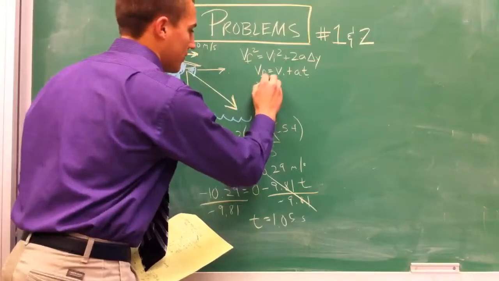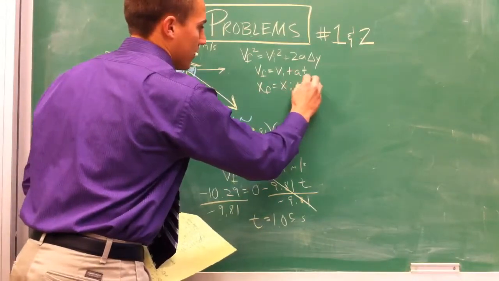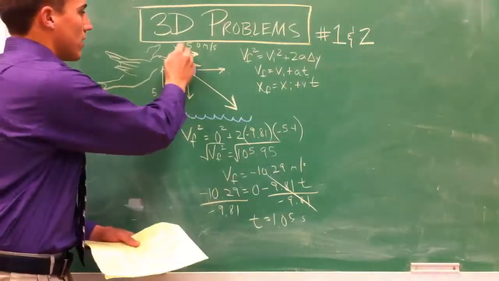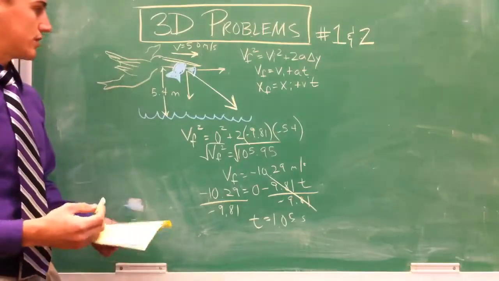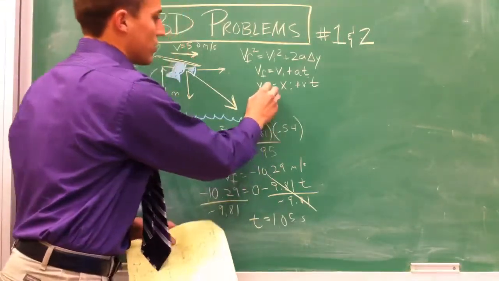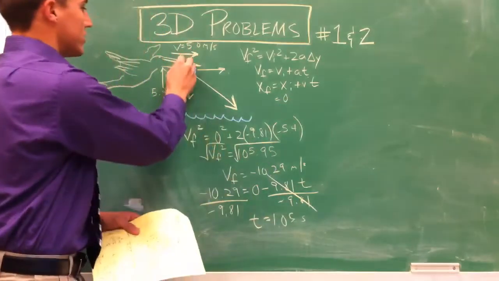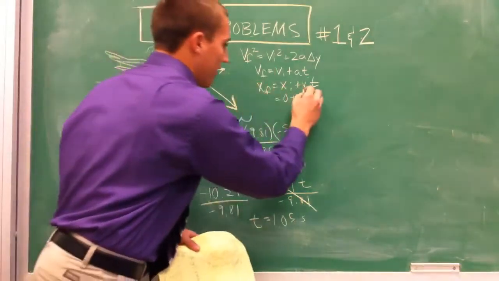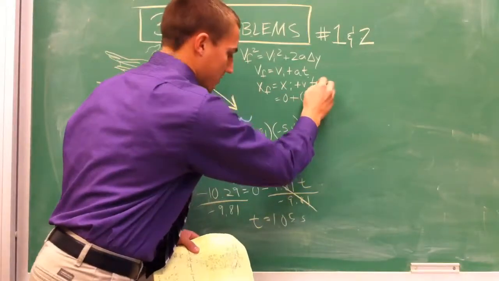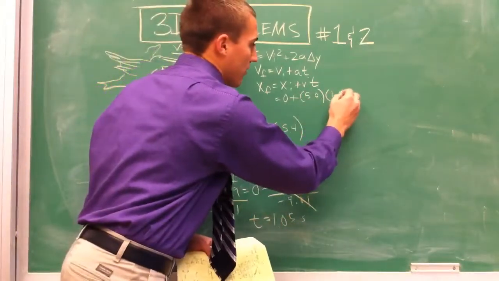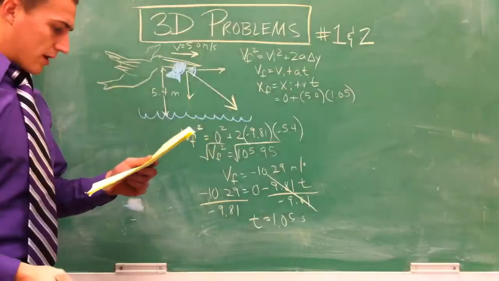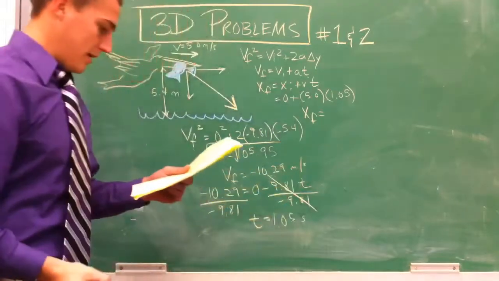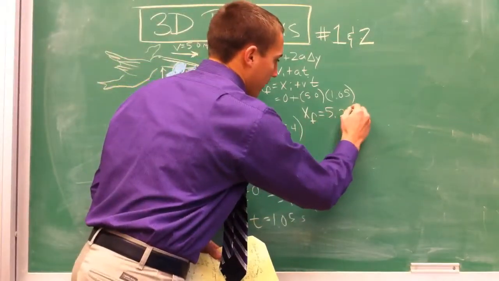So now I'm going to use this equation: xf equals xi plus vt. Now remember, this equation only works if velocity is constant. But in our problem, it never says that the velocity changes, so we're good to go there. So xf is what we're going to solve for. Our initial position is just 0 since we're starting our problem here, plus our velocity, which is 5, times our time, which we just solved for, 1.05. So we plug and chug. The answer to number 1, xf, is going to be 5.25 meters.